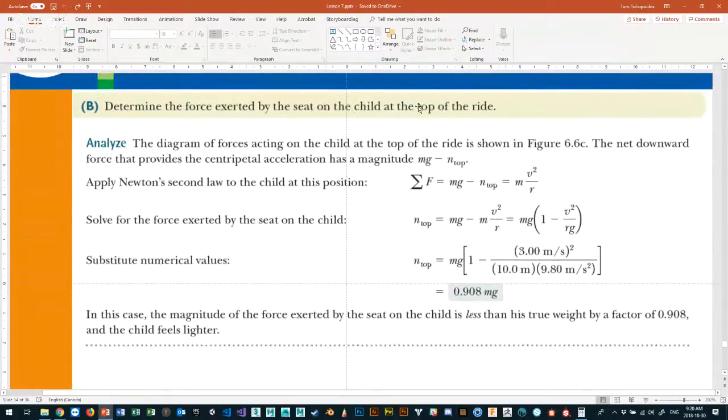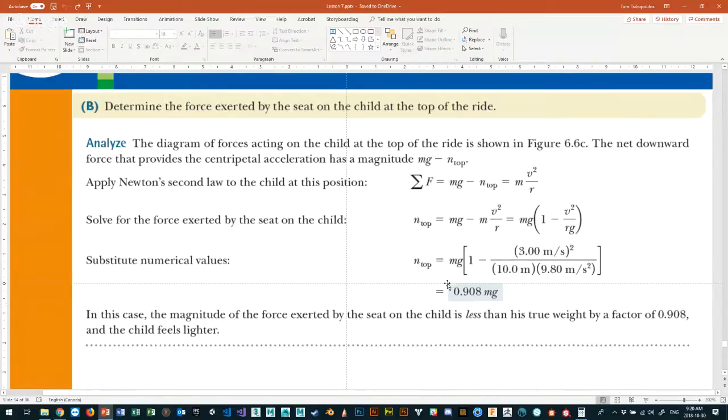Determine the force exerted by the seat on the child at the top of the ride. All right, let's see how this is. Now you can see that it's a minus instead of a plus. So mass times gravity minus the normal force at the top, because they're in opposite directions in this case, is equal to mass times v squared over r. Once you rearrange the equation, you're going to get mass times gravity times 1 minus v squared over rg.